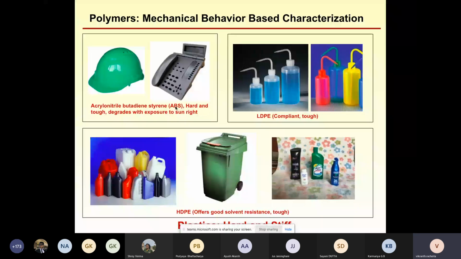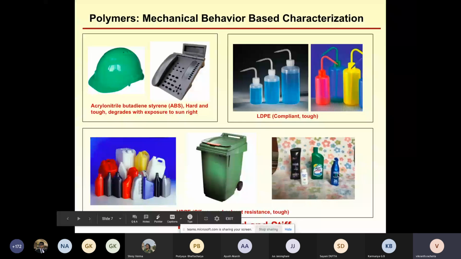As I told you, two of the most popular thermoplastics, ones which give you some flexibility and also are cheap, are polypropylene and polyethylene. Now, polyethylene, depending on the length of the molecule, you have something called low density polyethylene, which is compliant and tough. So all these kinds of bottles where you can squeeze the bottle and a liquid comes out, this is low density polyethylene. Also many consumer items like shampoo bottles, cleaning liquids, powder bottles, oil bottles.